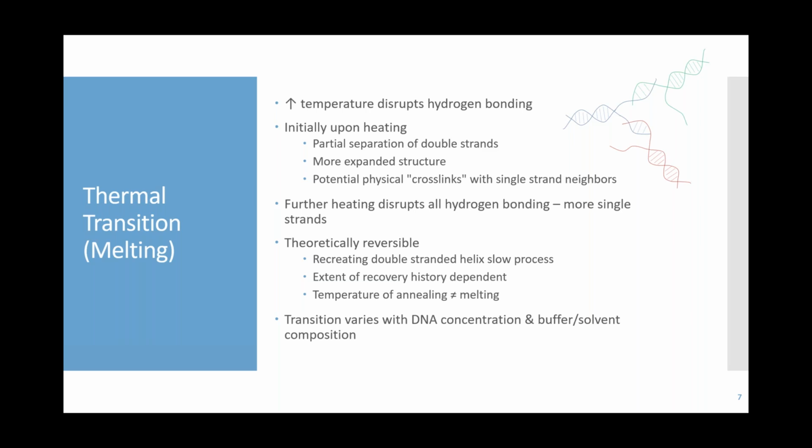The general thought, if you look in the literature as to what can happen as you increase the temperature, is that upon initial heating, you'll have some sort of partial separation of these double strands. Not only will this lead to a more extended or expanded structure, but it opens up the possibility that these single strands on neighboring molecules can meet up and have some weak hydrogen bonding, forming what we would think of as a physical crosslink. So sort of analogous to a gelation type behavior, if you're more familiar with that in the synthetic polymer world.